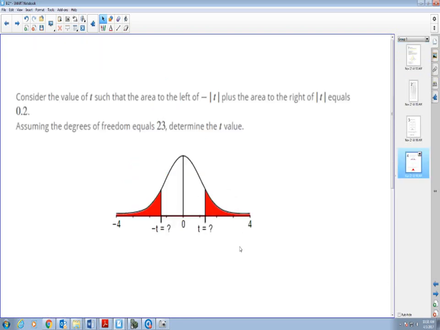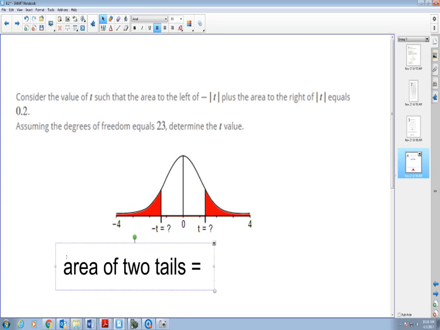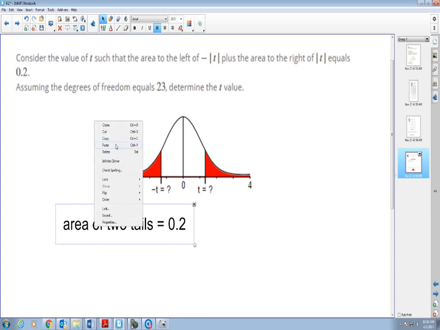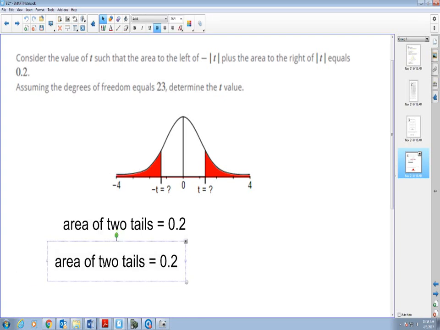Oh, let's try again. I think I make the selection for you of the pictures. Consider the T value such that the area to the left of negative T plus the area to the right of positive T is equal to 0.2. So that means the area of both tails is 0.2. Look at the picture, okay? What's the area of the negative t value? Just one of them. It's got to be 0.1, right? Two tail is 0.2. One tail would be 0.1. To the left of it, which is referring to the negative t, is 0.1.